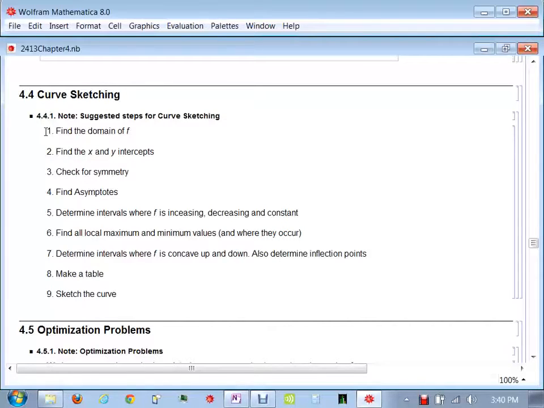We're going to be given a function. We're going to find its domain. We're going to find the x and y-intercepts. We're going to check for symmetry. We're going to find any asymptotes. Now here's where the calculus starts. Determine the intervals where the function is increasing, decreasing, and constant. Find local maximum, minimum values and where they occur. Determine where we're concave up and concave down. Also determine inflection points. Make a table, sketch the curve. So basically steps 5, 6, and 7 are what we were just doing. But now we've added on all this other stuff.